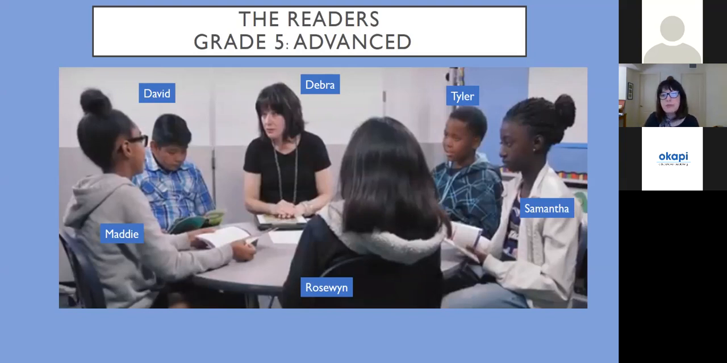So these five kids, we've got Tyler, Samantha, Rosalind, Maddie, and David. David is an English learner, and so is Samantha. Rosalind is an English learner, but her English is absolutely strong. She's multilingual. And Tyler and Maddie, English is their first language. And so this is a group of kiddos that you're going to see doing some work.